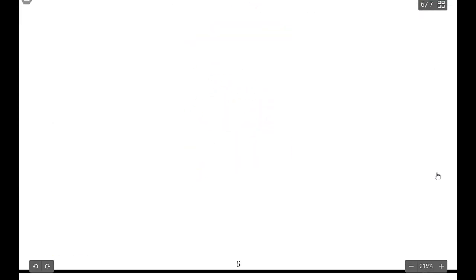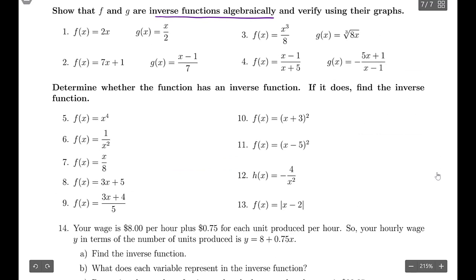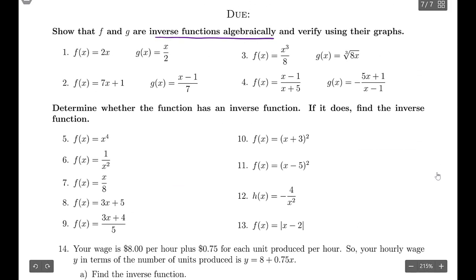And then for 5 through 13, that's going to be exactly like what we did with examples 5 and 6. Rewrite the equation, solve it for y, and you've generated your inverse.